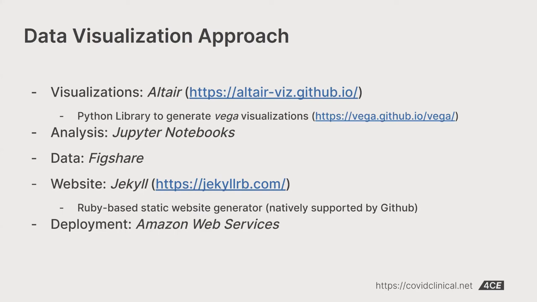Then we built a website, the covidclinical.net website, using Jekyll, which is a static site generator that is pretty popular, easy to extend, and has nice ways of bringing in data, templates, et cetera. It's natively supported by GitHub, for example, if you want to launch a website out of a GitHub repo. In this case, though, we didn't go directly through GitHub. We are deploying everything on Amazon Web Services.